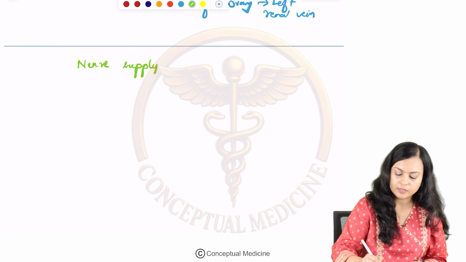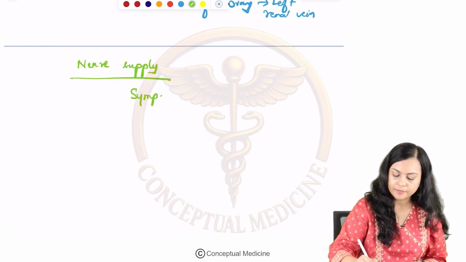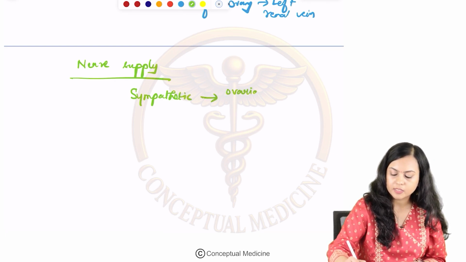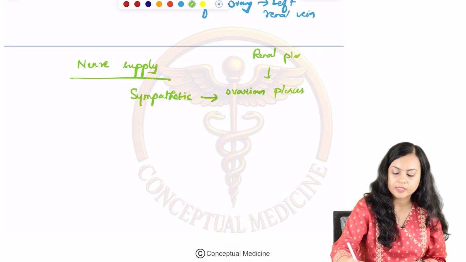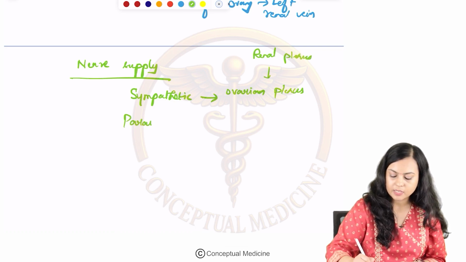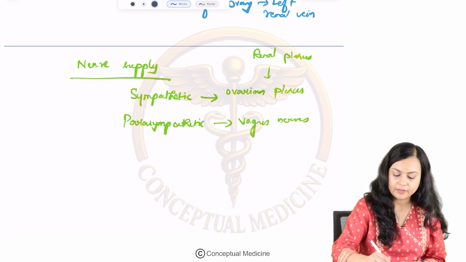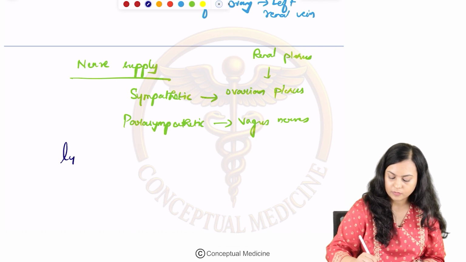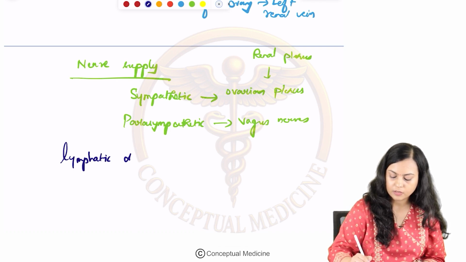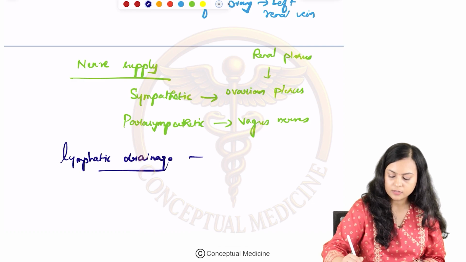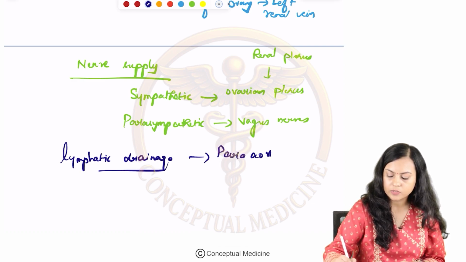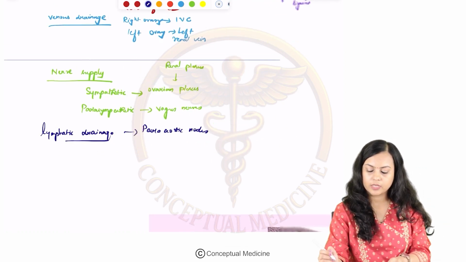Nerve supply of the ovaries. The sympathetic nerve supply is from the ovarian plexus of nerves, which is derived from the renal plexus. Parasympathetic nerve supply is through the vagus nerves. Lymphatic drainage is through the para-aortic nodes.